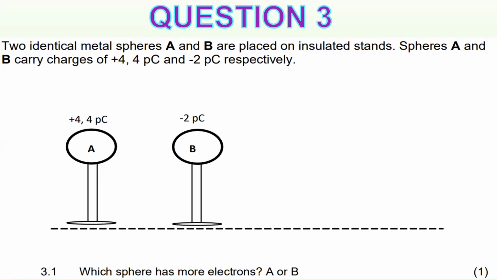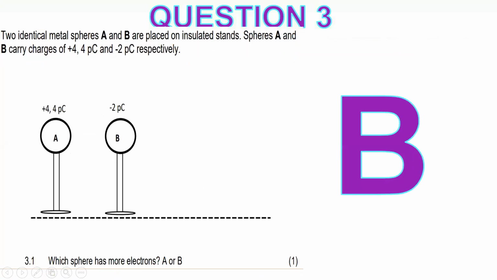So question 3, let's see what they ask. We have two identical metal spheres, A and B, with charges 4.4 pC and -2 pC. If we have these two charges, let's see what they ask. Which sphere has more electrons, A or B? That's our question 1.